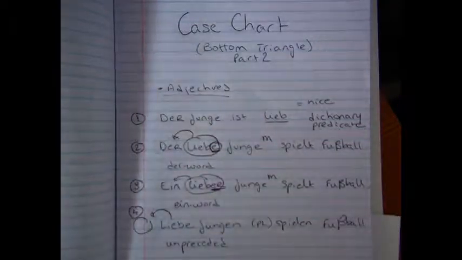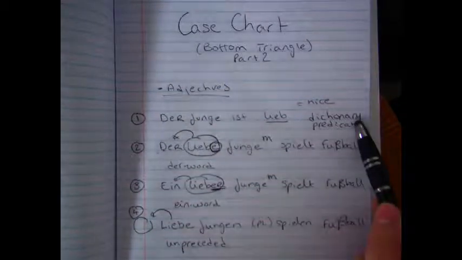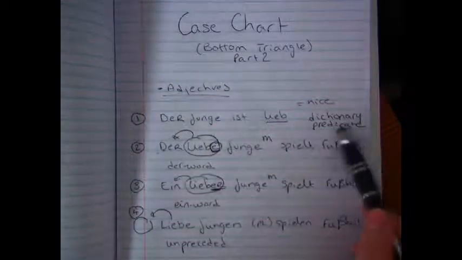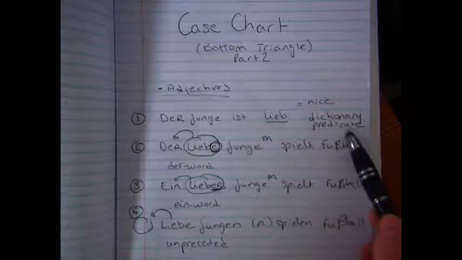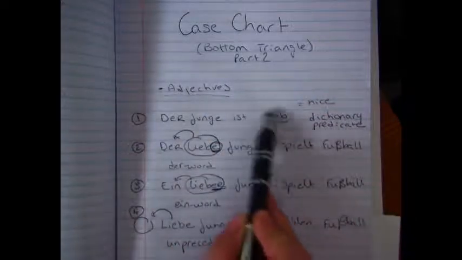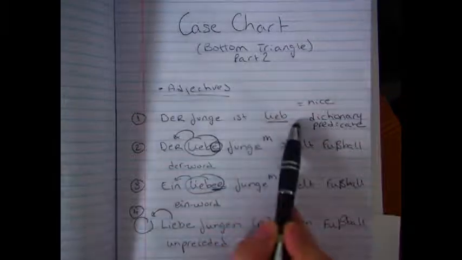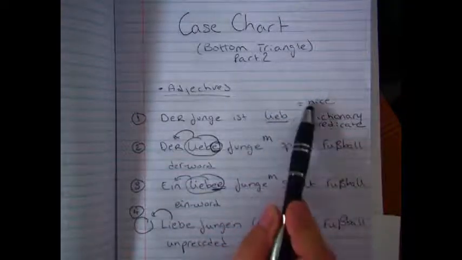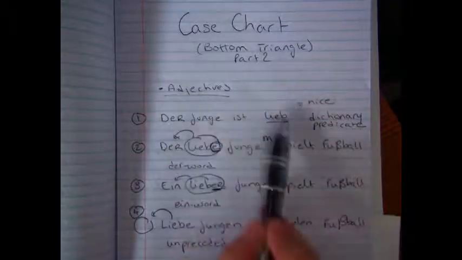But the 4 ways, the first way is the way it shows up in a dictionary, in a sentence, that's called predicate form. So der Junge ist lieb. Lieb is your adjective. It has no endings on it, nothing at all. And it means nice, just so you know. So the boy is nice.